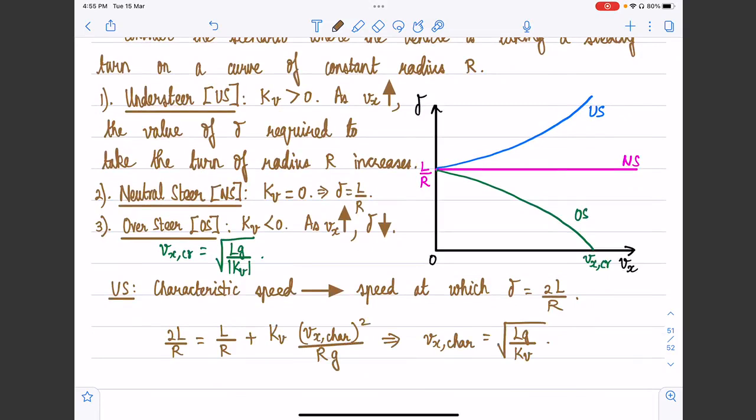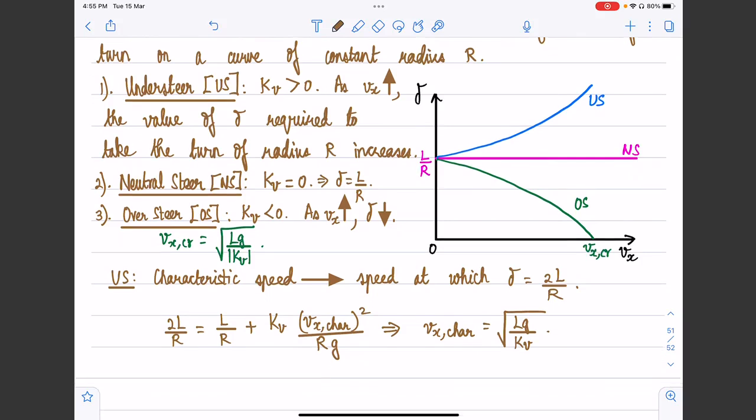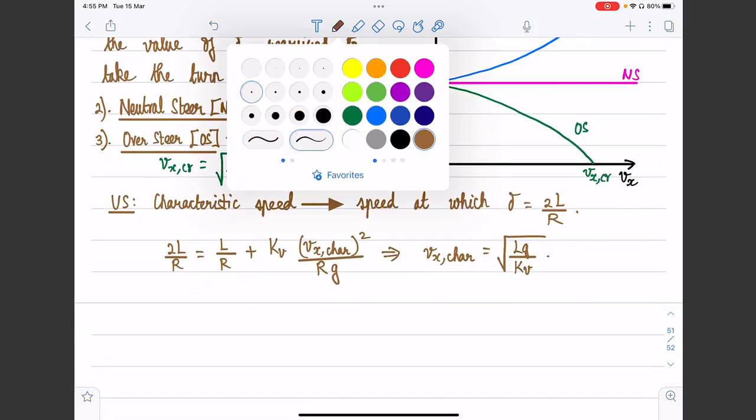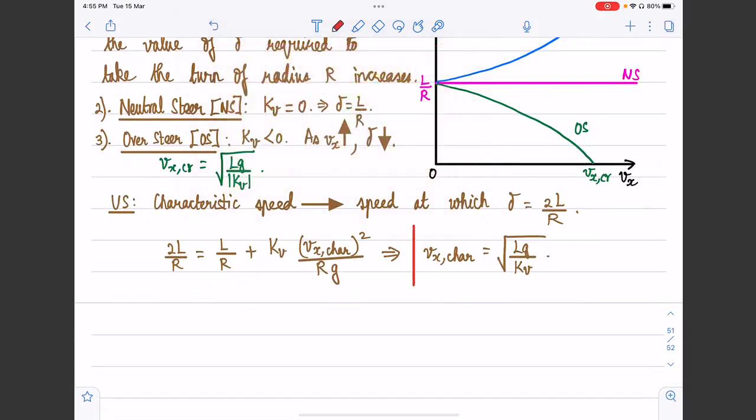At first glance, one may think, this looks very similar to the critical speed. But please note that the term characteristic speed is defined for an understeered vehicle, whereas the critical speed is defined for an oversteered vehicle. So the physics itself is different, although as a formula, the expression may appear the same. So once again, please note that the term characteristic speed is applicable for understeered vehicles.